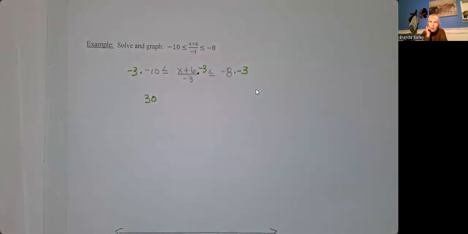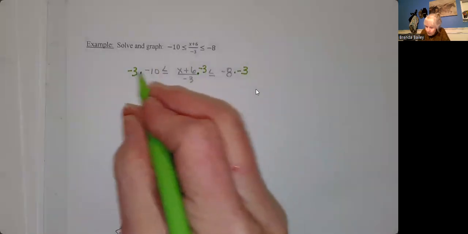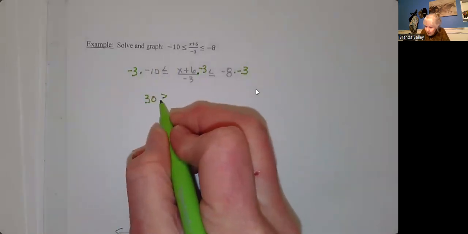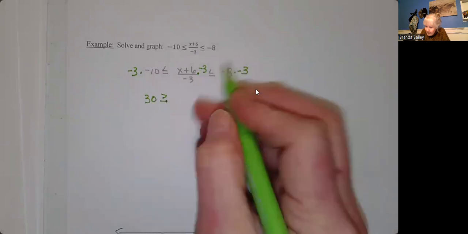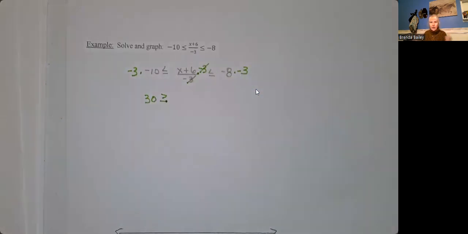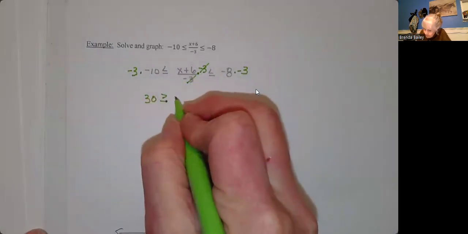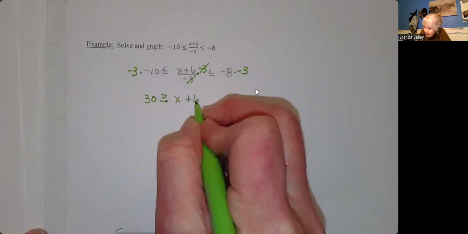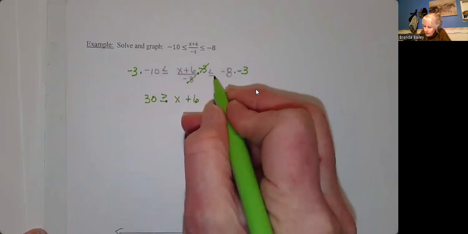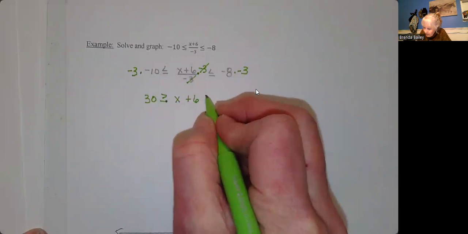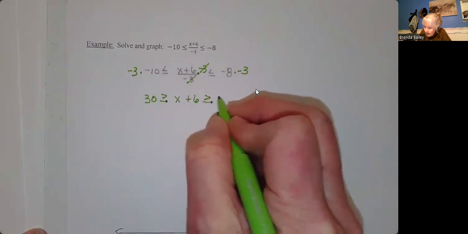All right, here's the tricky part. I multiplied by a negative 3. When you multiply inequalities by a negative or you divide by a negative, you flip the inequality. So we've got positive 30, but this is going to be greater than or equal to. These cancel. They're gone. All right, the negative 3 is gone, and we're just left with x plus 6. We have to flip this inequality for the same reason. We're multiplying through by a negative 3, which gives us a positive 24.